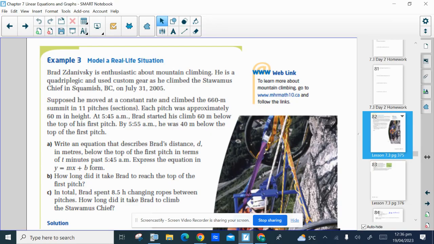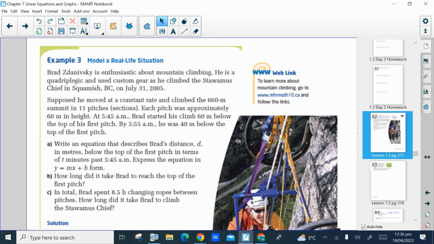Page 82. Yeah. Pardon me? It was on the sheet that we had. Oh, okay. Yeah. What I said.